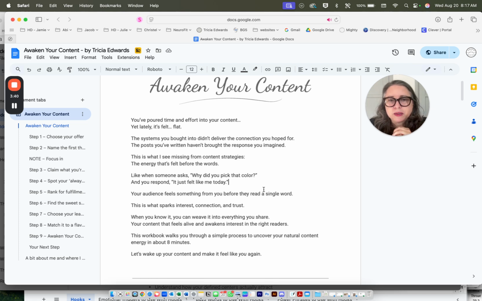So your audience feels something before they read a single word. I might rephrase this: they unconsciously experience what you've written before they consciously bring it into their awareness. That's really what I'm saying: it's in this unconscious space that the interest, the connection, and the trust are sparked. When you know it, you can weave it into everything you share, so your content feels alive and awakens interest with the right readers.